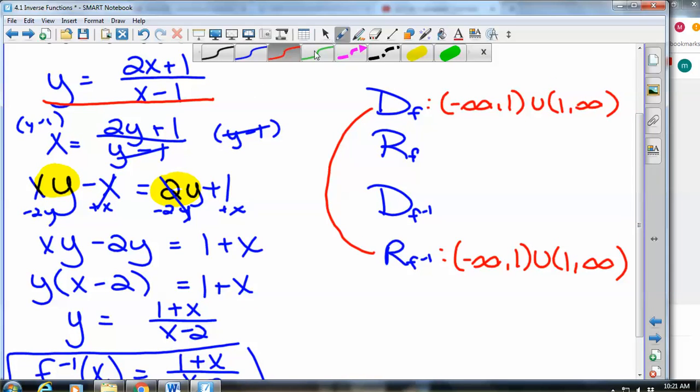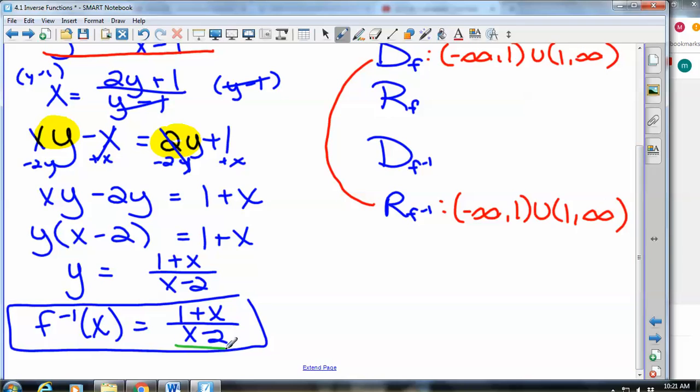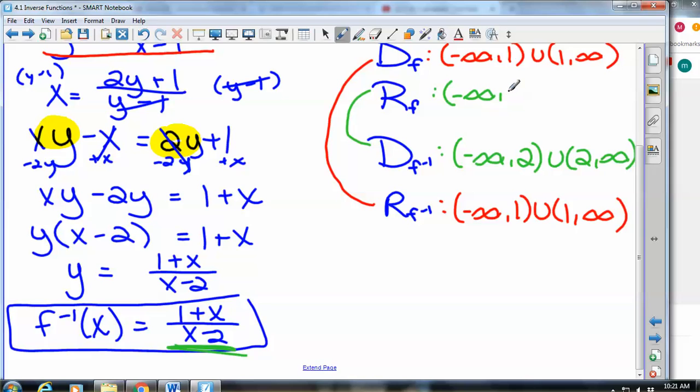Okay, it's a little bit harder to look at an equation and find a range, so let's drop down to the inverse for a minute. Can you tell me the domain of this inverse? It can't be 2, so I'm going to write negative infinity to 2 union 2 to infinity. And you know the domain of the inverse is the same as the range of the original function because it just flipped x's and y's.